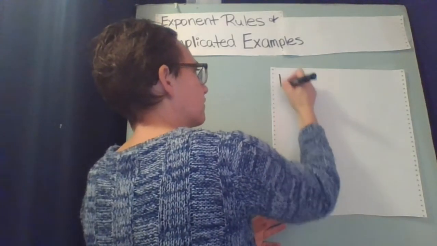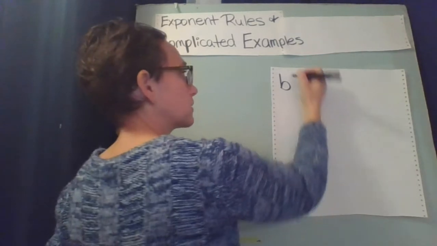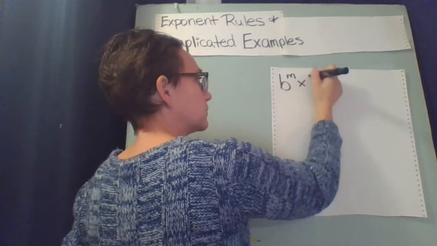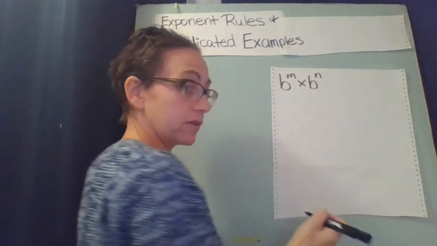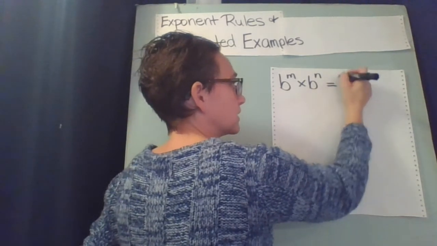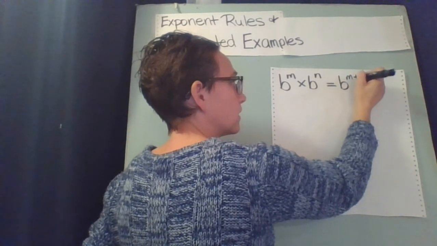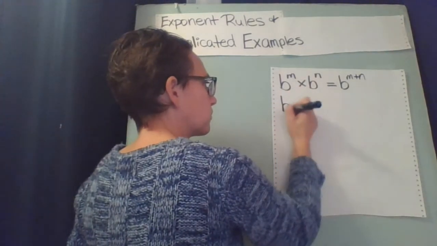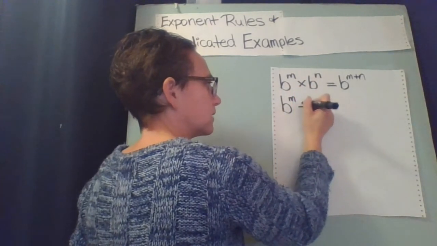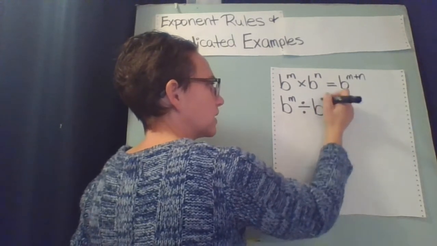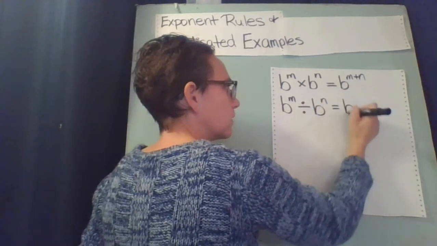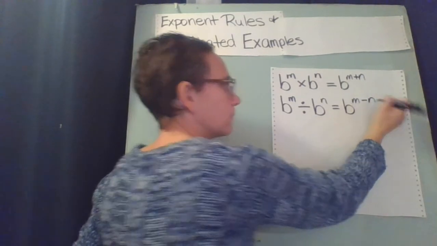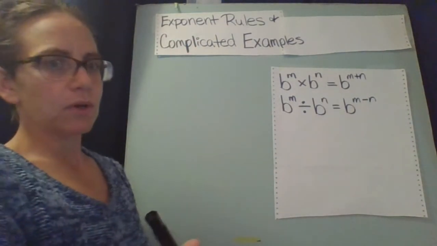So, let's see. If I have a base to some exponent times that same base to a different exponent, remember that was the same as adding our exponents. And if I wanted to take a base to some exponent and divide by the same base to an exponent, remember that means that we subtract our exponents.